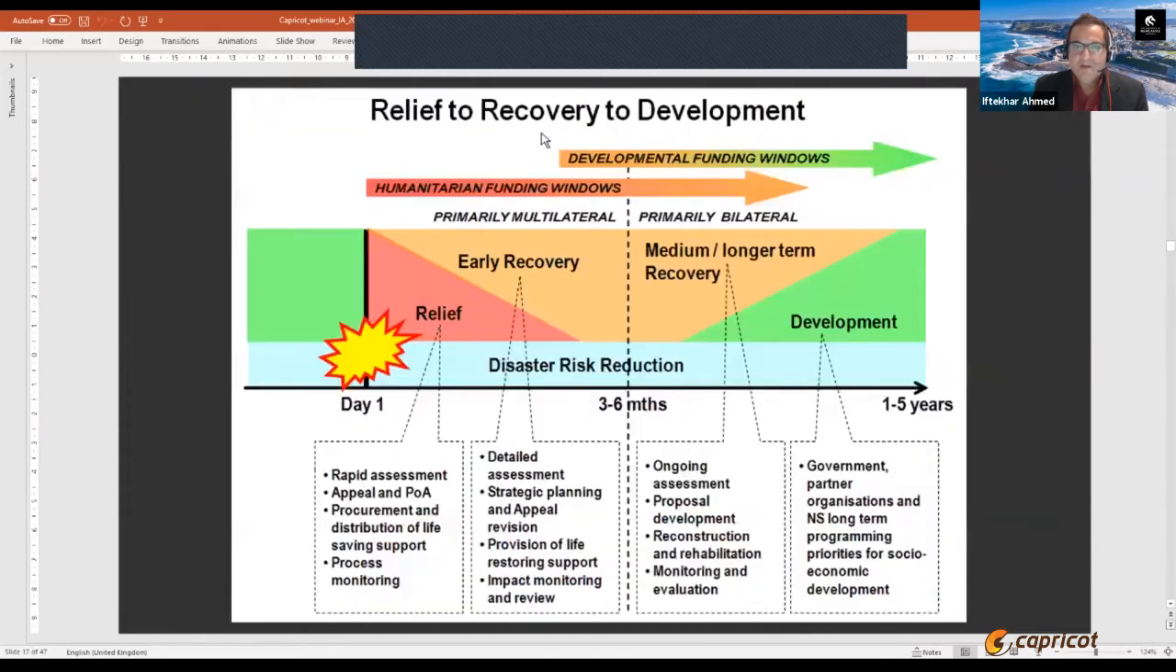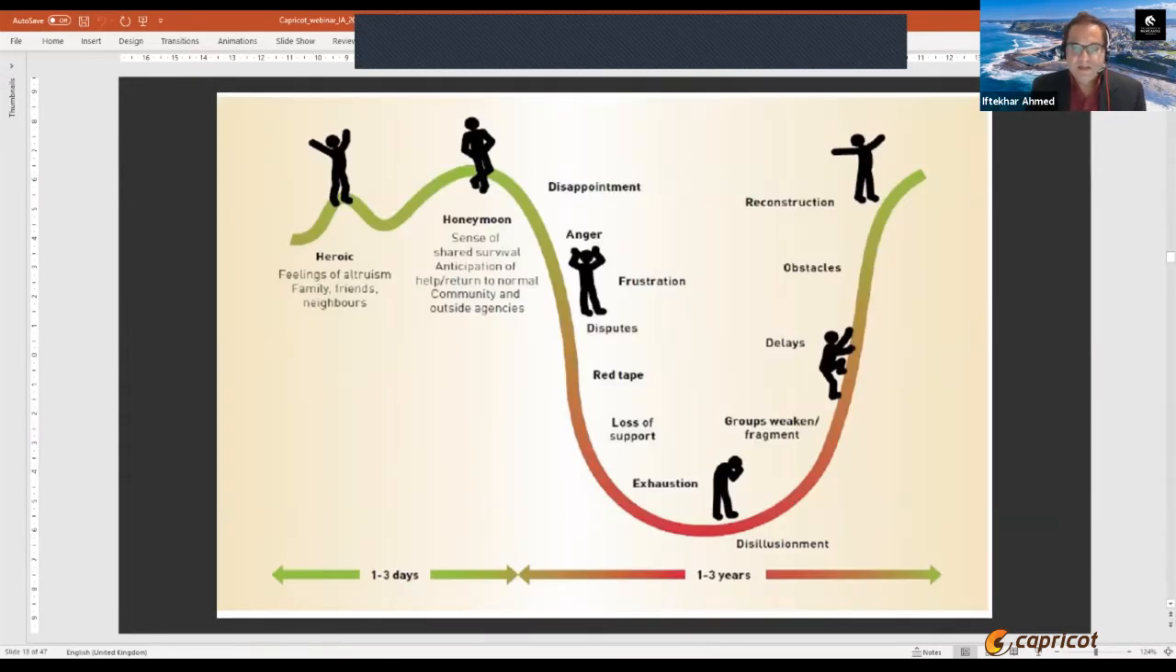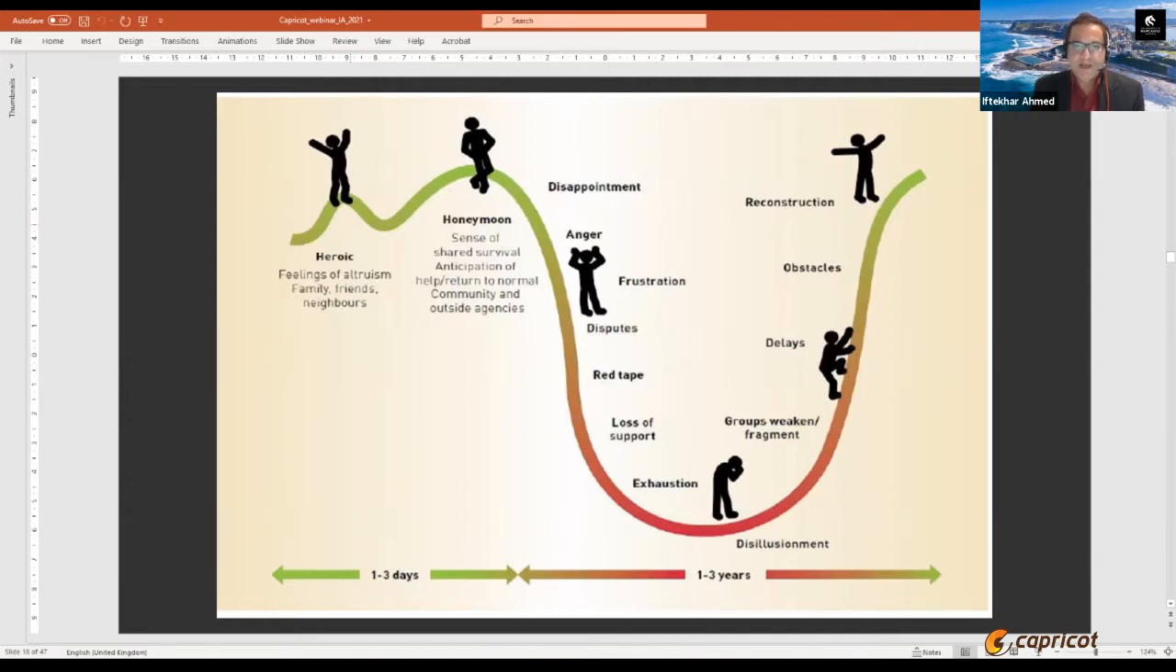Now, if you look at this, this is a very quick snapshot of what really happens in this recovery or reconstruction process. At the beginning there's a disaster and you feel heroic, and people help each other and say, oh, we survived and we are okay now. Then there's a honeymoon stage when you feel that things are going to get back to normal, and all the agencies have been visiting us and promising all kinds of things. Then the disappointment, frustration, and anger start happening. The disputes with insurance agencies, the red tape in getting the funds released, the agreements and all that.